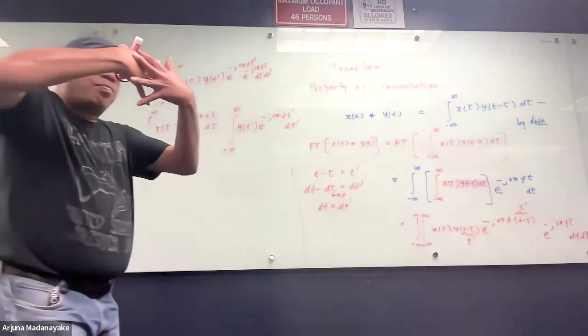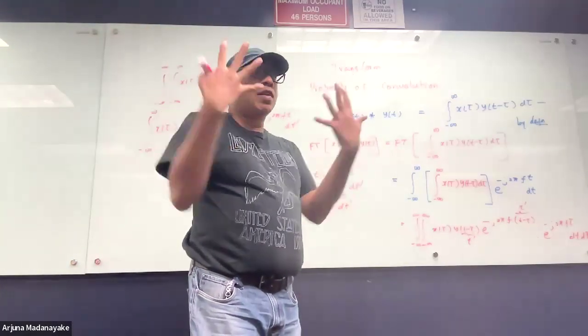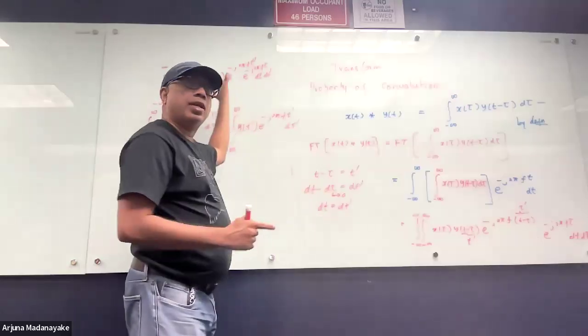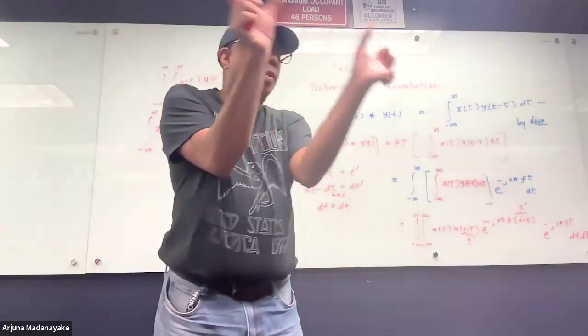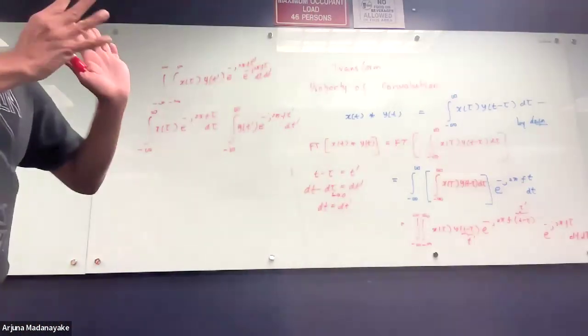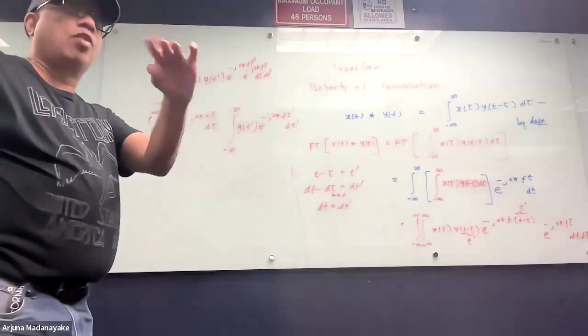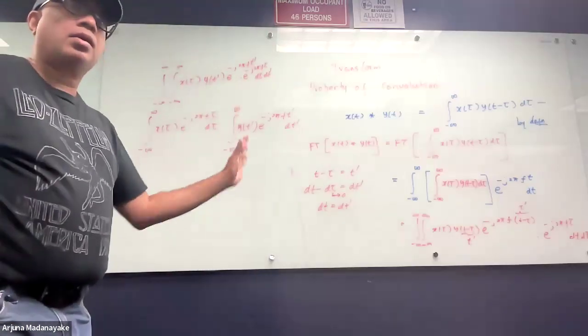I pull them together because they are two independent variables. So even though it looks like one big double integral, it's actually two separable integrals, because the variables are not mixed. One has a function of t dash only, the other part has a function of tau only. So I can pull them apart.